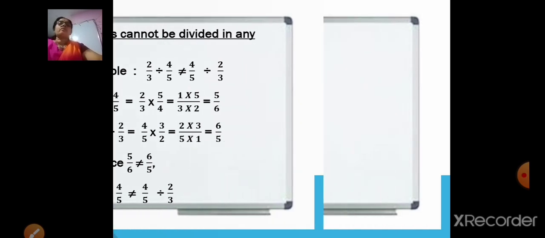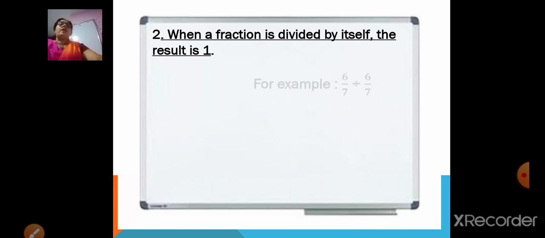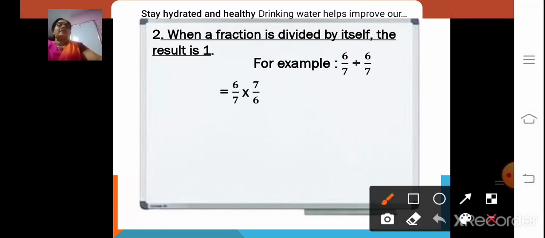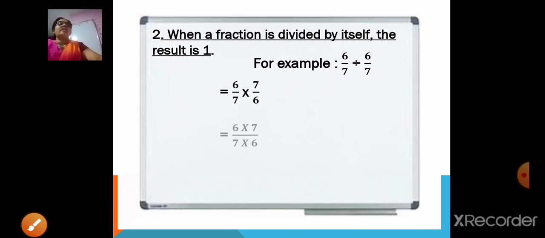Now your second property is, when a fraction is divided by itself, the result is 1. For example, 6 upon 7 divided by 6 upon 7. Here we have to change the division sign to multiplication along with the reciprocal of the second fraction. So 6 upon 7 multiplied by 7 upon 6. Here 7 ones are 7, 6 ones are 6, so your answer is 1. So when a fraction is divided by itself, the result is 1.